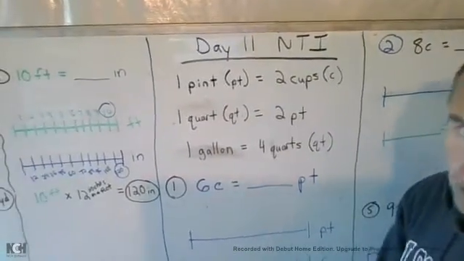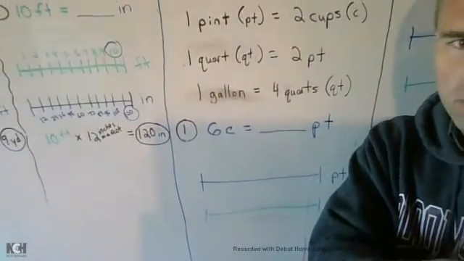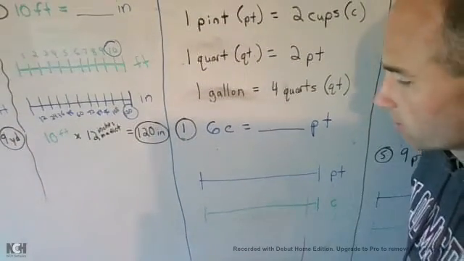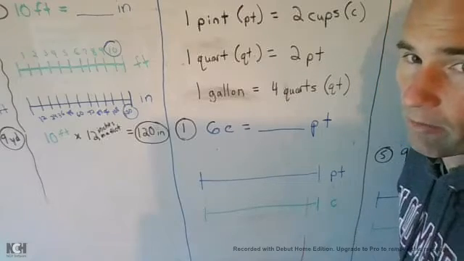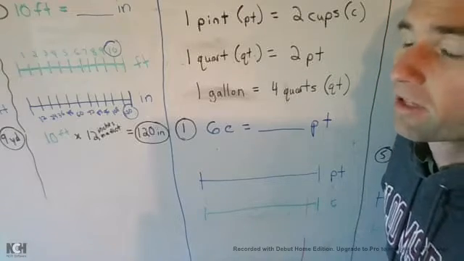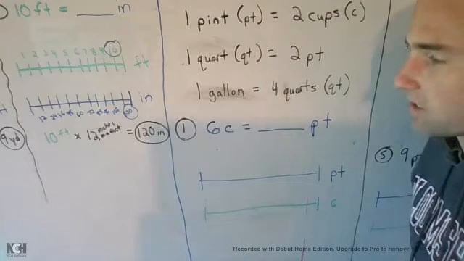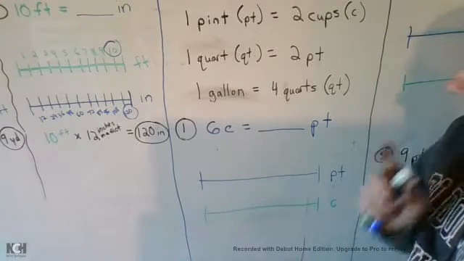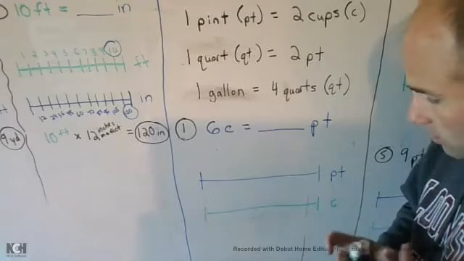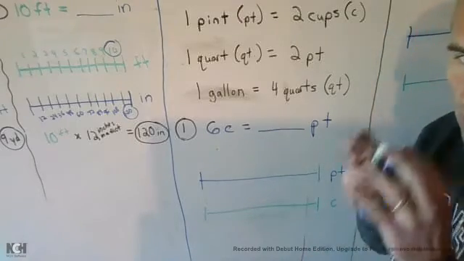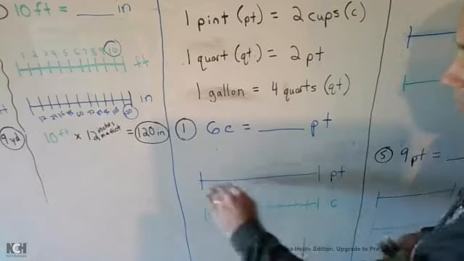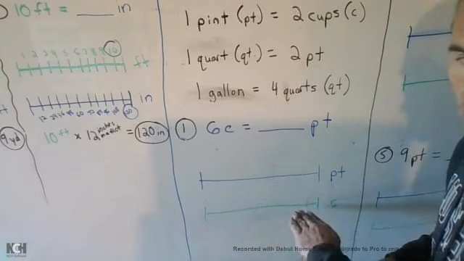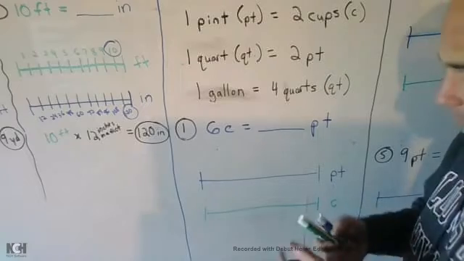Okay. So I'm going to go back and use my same, I keep calling it double bubble map. Sorry about that. Double number line. Lots of doubles going on. All right. I'm going to start with my larger measurement, which is pints. That'll be my top number line. And my bottom number line will be cups.